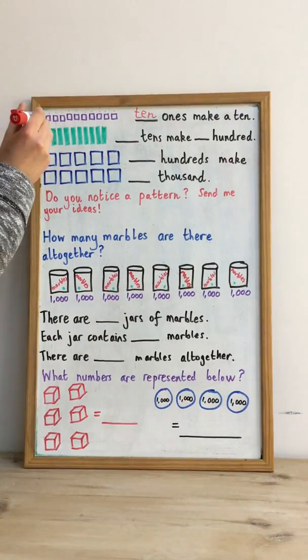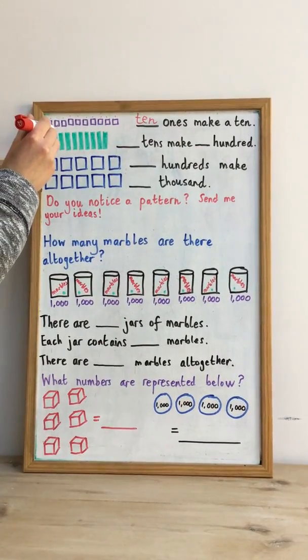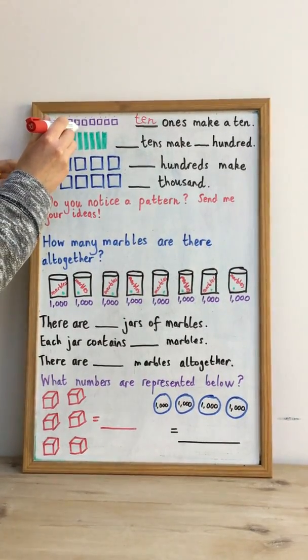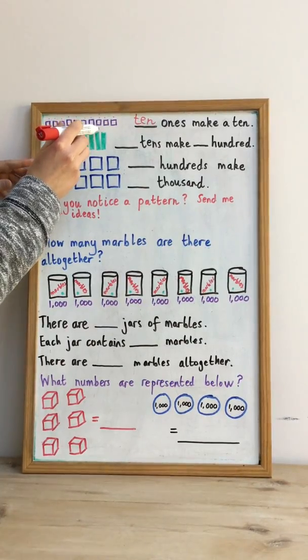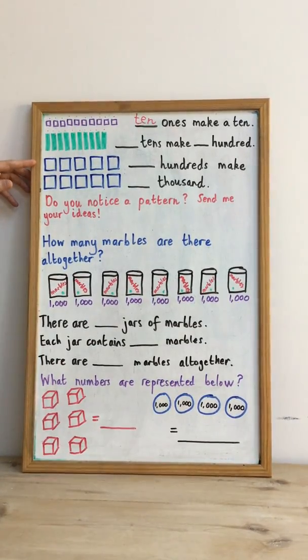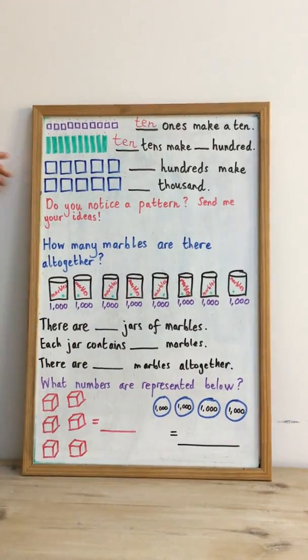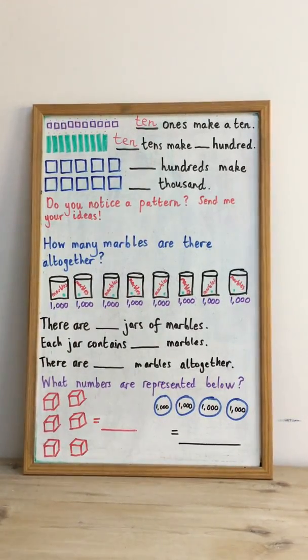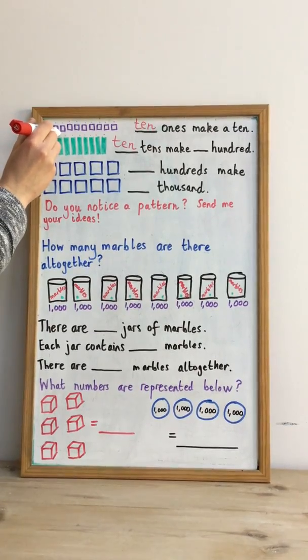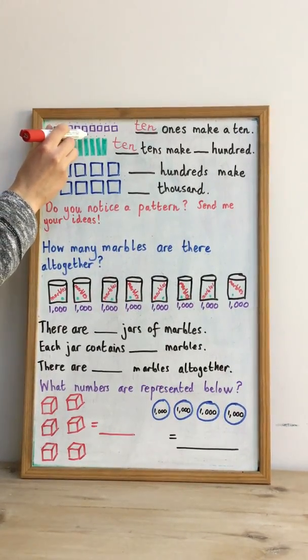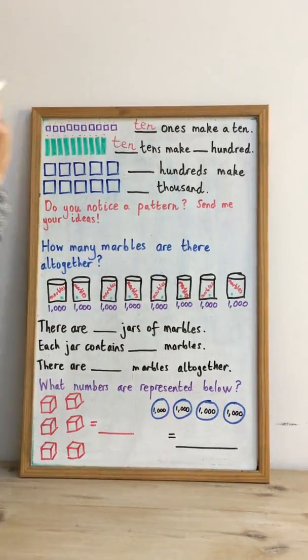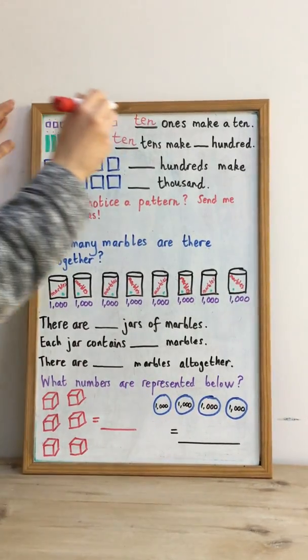My next one, my green rectangles, each green rectangle represents a 10. Let's count those. 1, 2, 3, 4, 5, 6, 7, 8, 9, 10. I've got 10 tens. And if I count in tens 10 times, 10, 20, 30, 40, 50, 60, 70, 80, 90, 100. So 10 tens make 100.